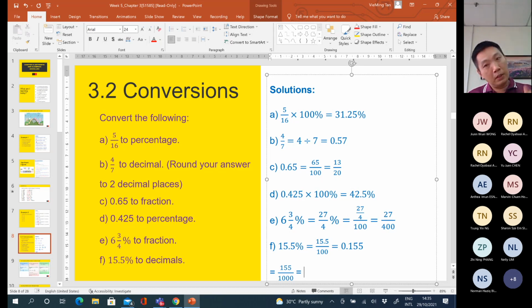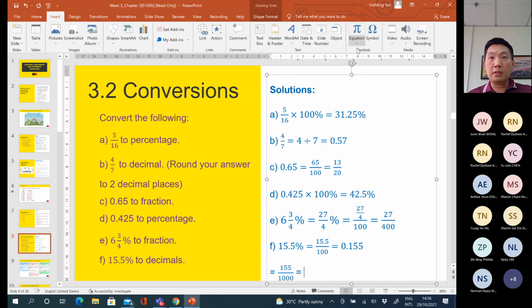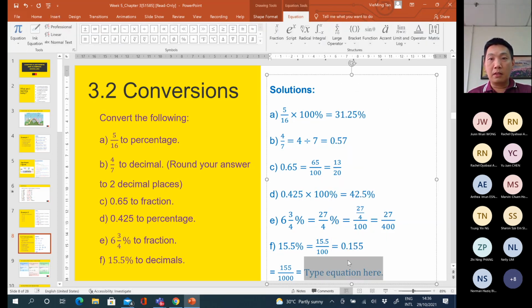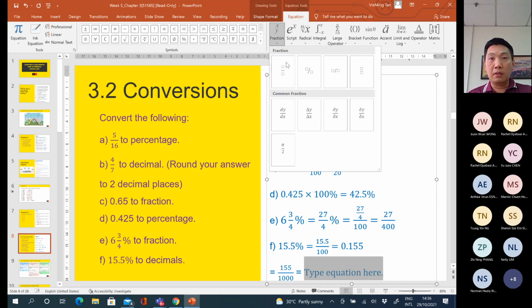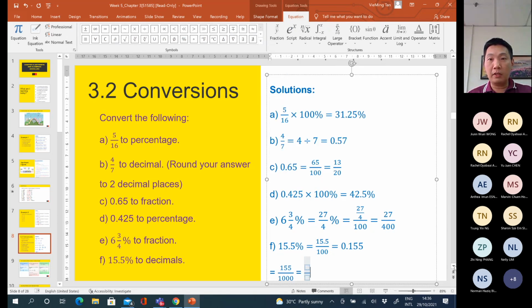If I simplify manually, I can also write this as equal to... Okay, I can use 5 as the common factor to simplify this. 155 divided by 5 is 31, right? 1000 divided by 5 is 200. So the simplest fraction number will be 31 over 200. 31 over 200.